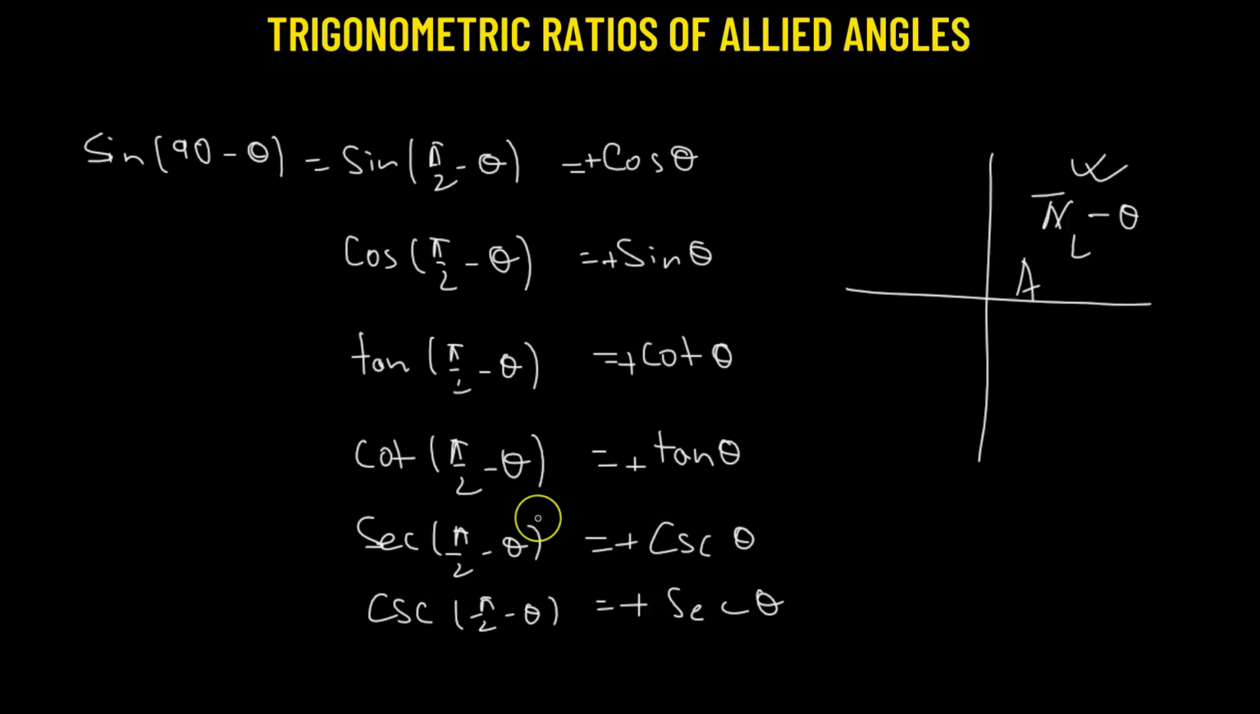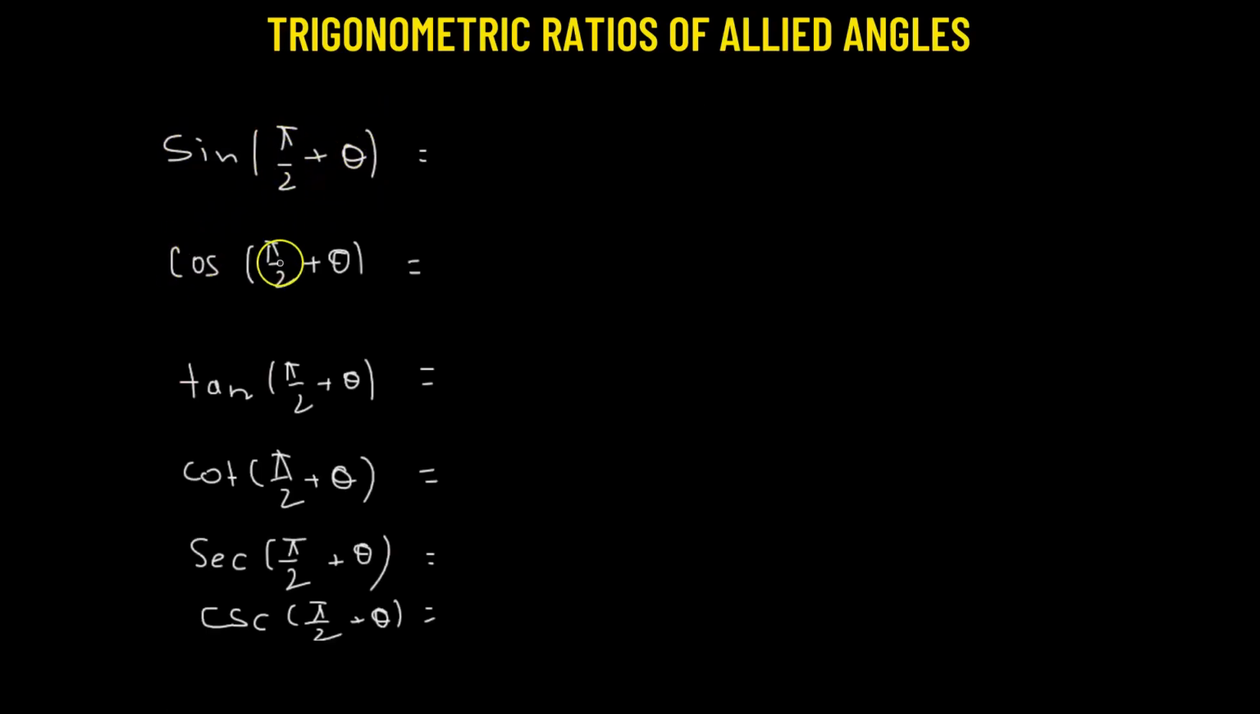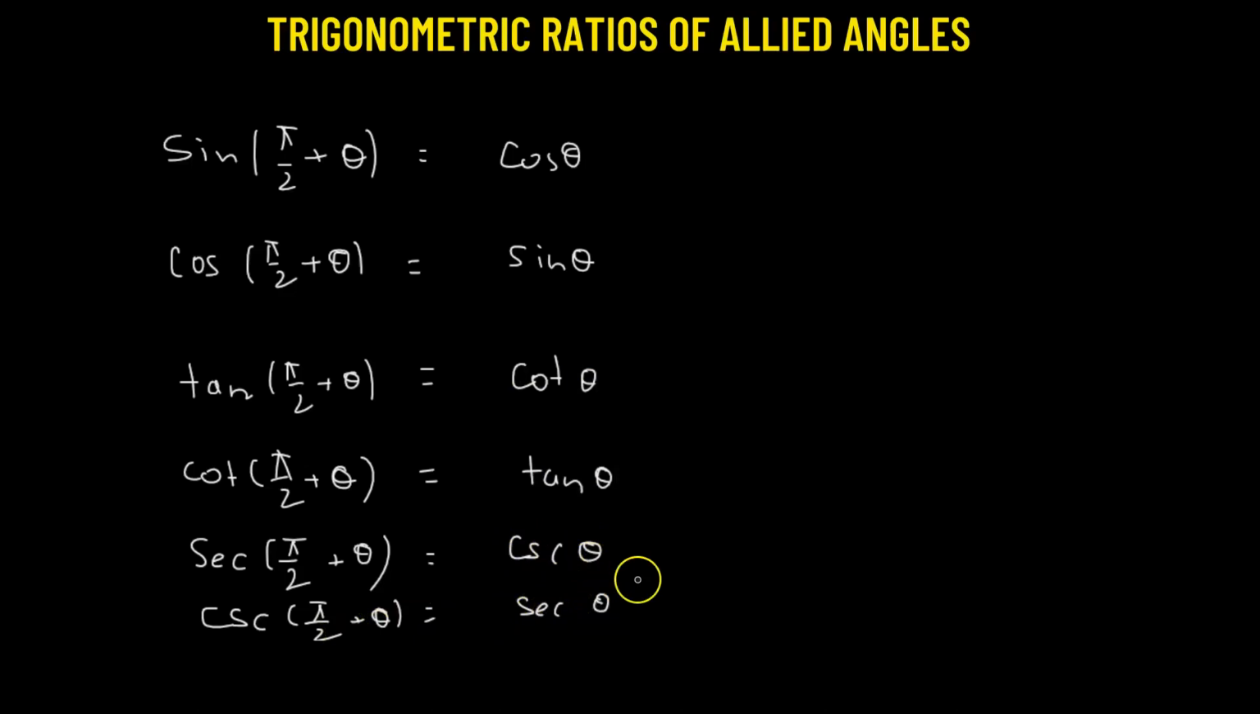Now, let's try to do the case when the angle is 90 plus theta. We start out with sine of pi over 2 plus theta. Let me note down each and every one. We have an odd multiple of pi over 2 in each case, so sine will get converted to cosine theta. Cosine will become sine theta. Tangent will become cotangent of theta. Cotangent will become tangent of theta. Secant will become cosecant of theta. And cosecant will become secant of theta. Now here the sign is going to be extremely important because this time we are going to be in the second quadrant.